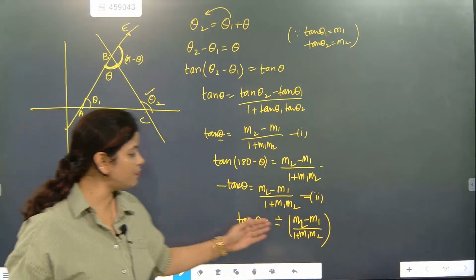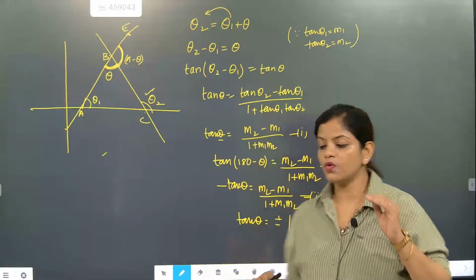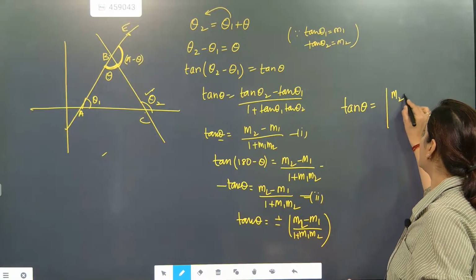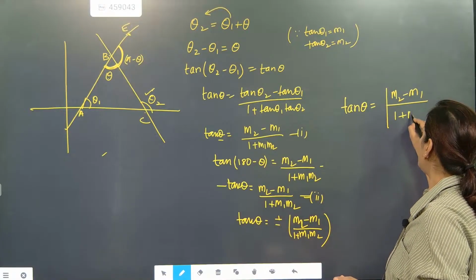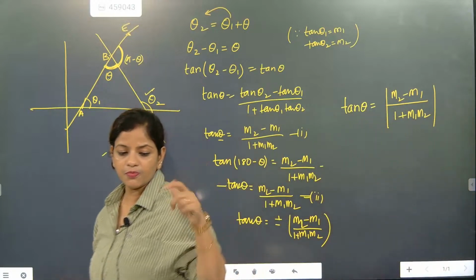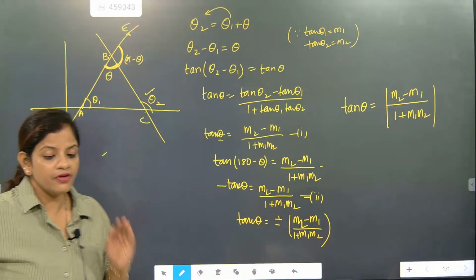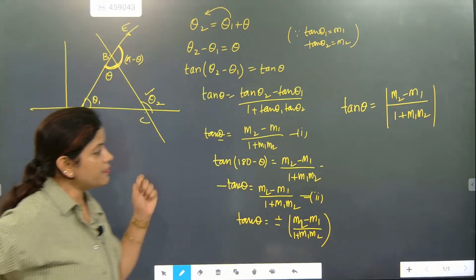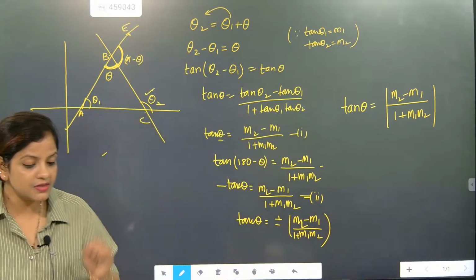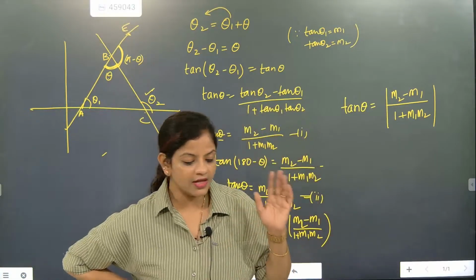Since it is giving you plus or minus both, we will write the overall conclusion: tan theta is equal to modulus of m2 minus m1 by 1 plus m1 into m2. Whenever the modulus goes, it will give you plus and minus. This is the most important thing we must remember in straight line. If somebody asks you about straight line and related content, we can answer the question like this.